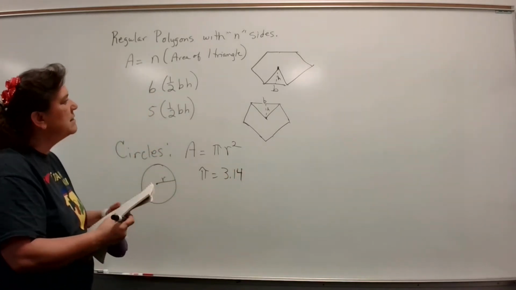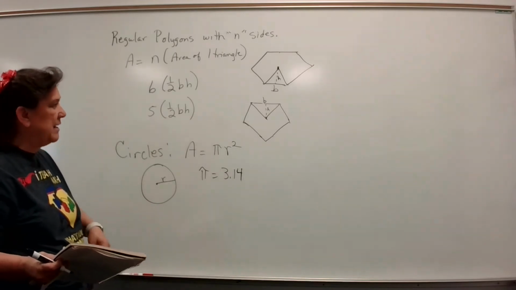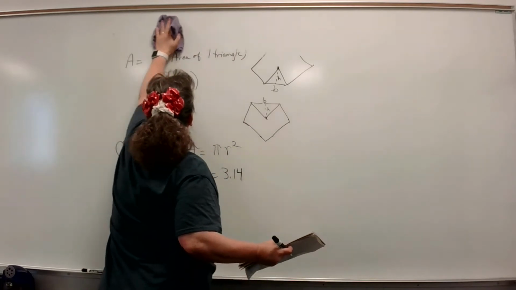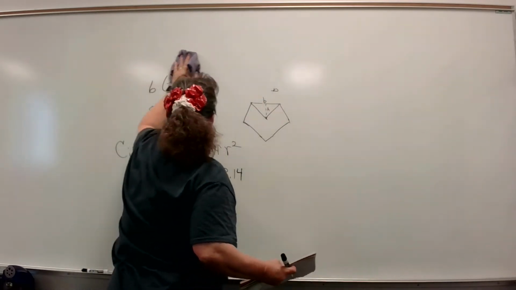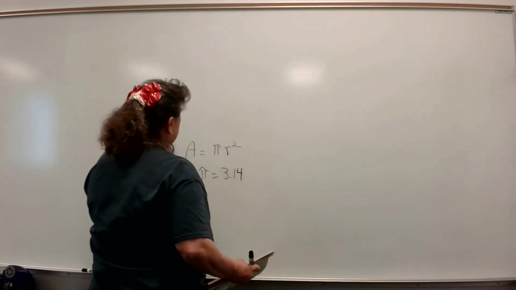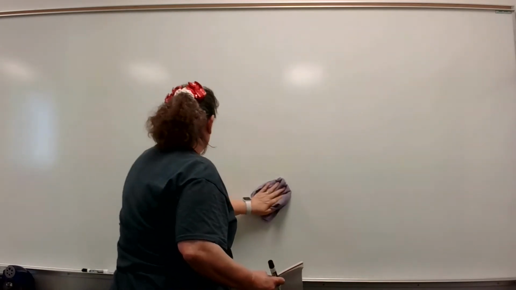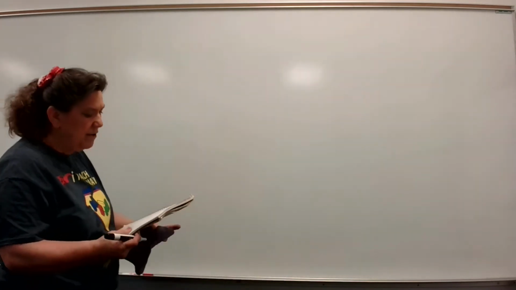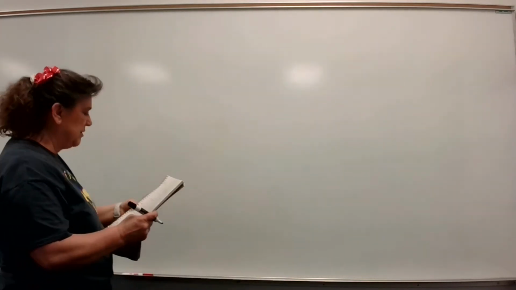Okay, so now let's look at some examples of finding areas. I would highly recommend that you put these formulas on 3x5 cards with examples and help yourself to memorize them, because these formulas are maybe not always going to be given to you.